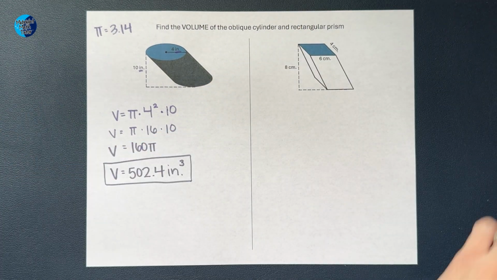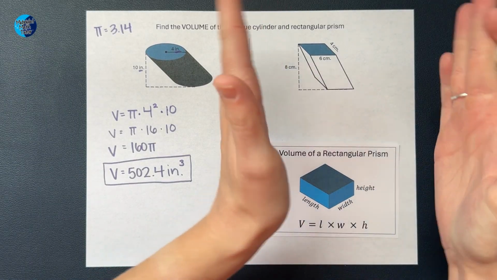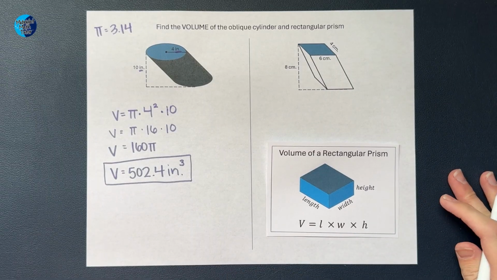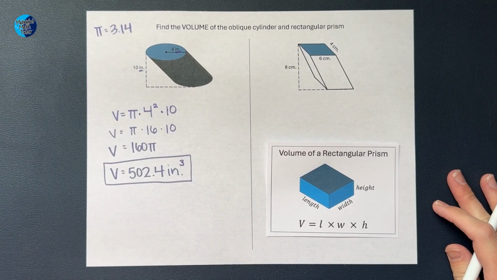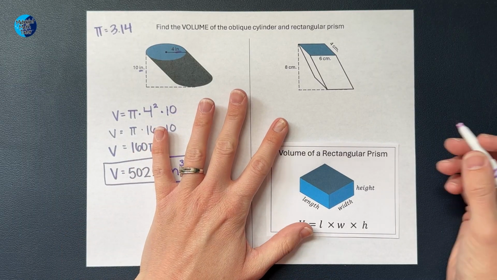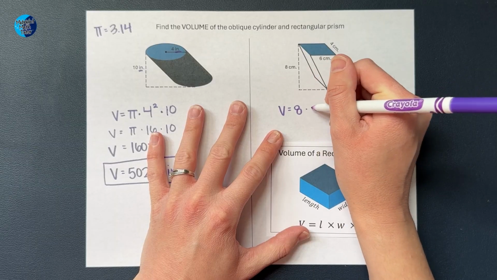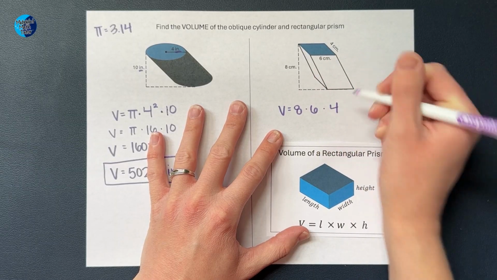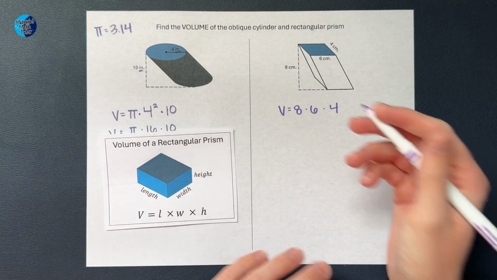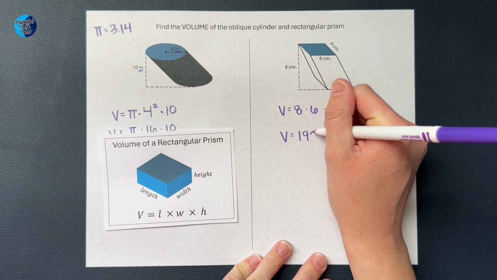Now let's look at our rectangular prism. Again, even though it's oblique, it's slanted, we're going to use the same formula. So length times width times height. It doesn't have to be in that order, but it can be. So I'm going to go ahead and say my volume is 8 times 6 times 4. And when we multiply all of those together, we get a volume of 192.